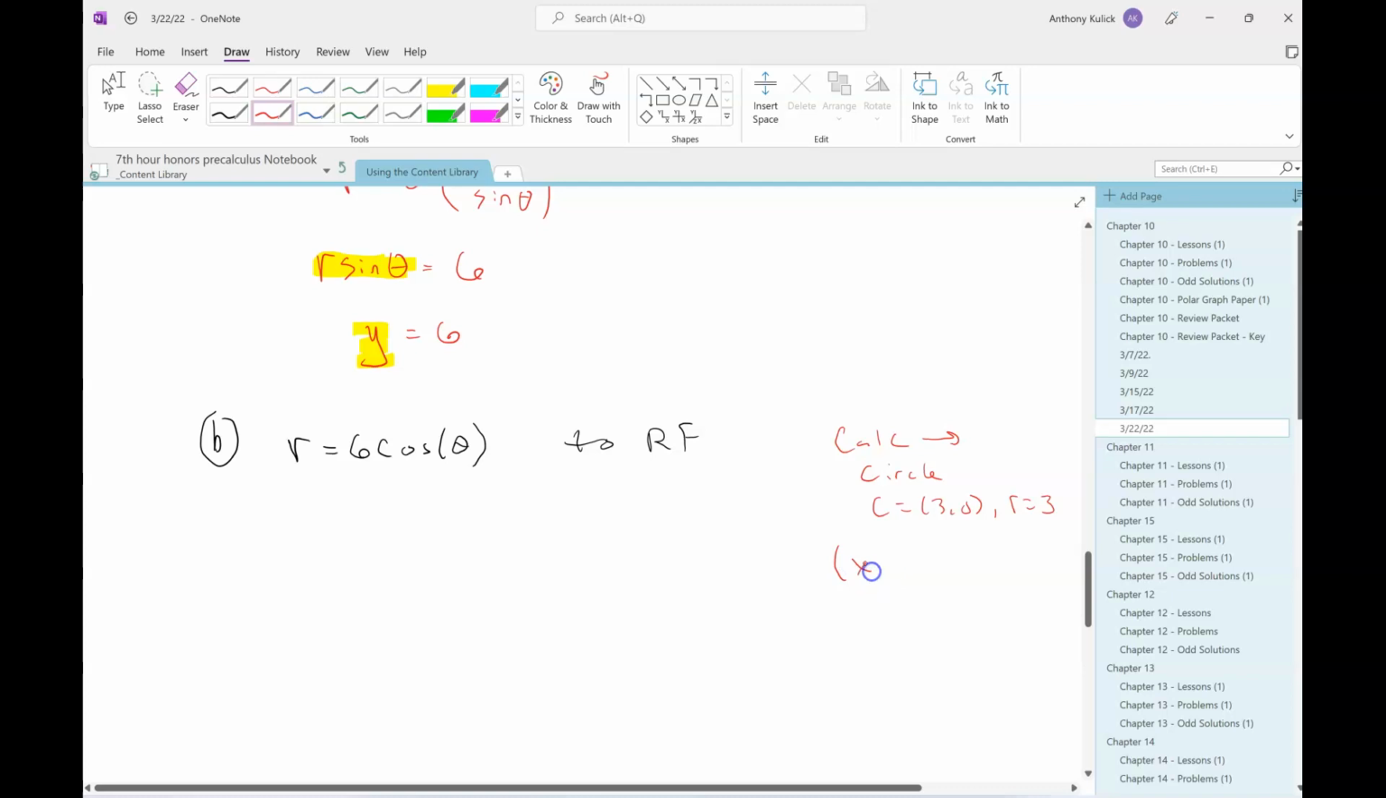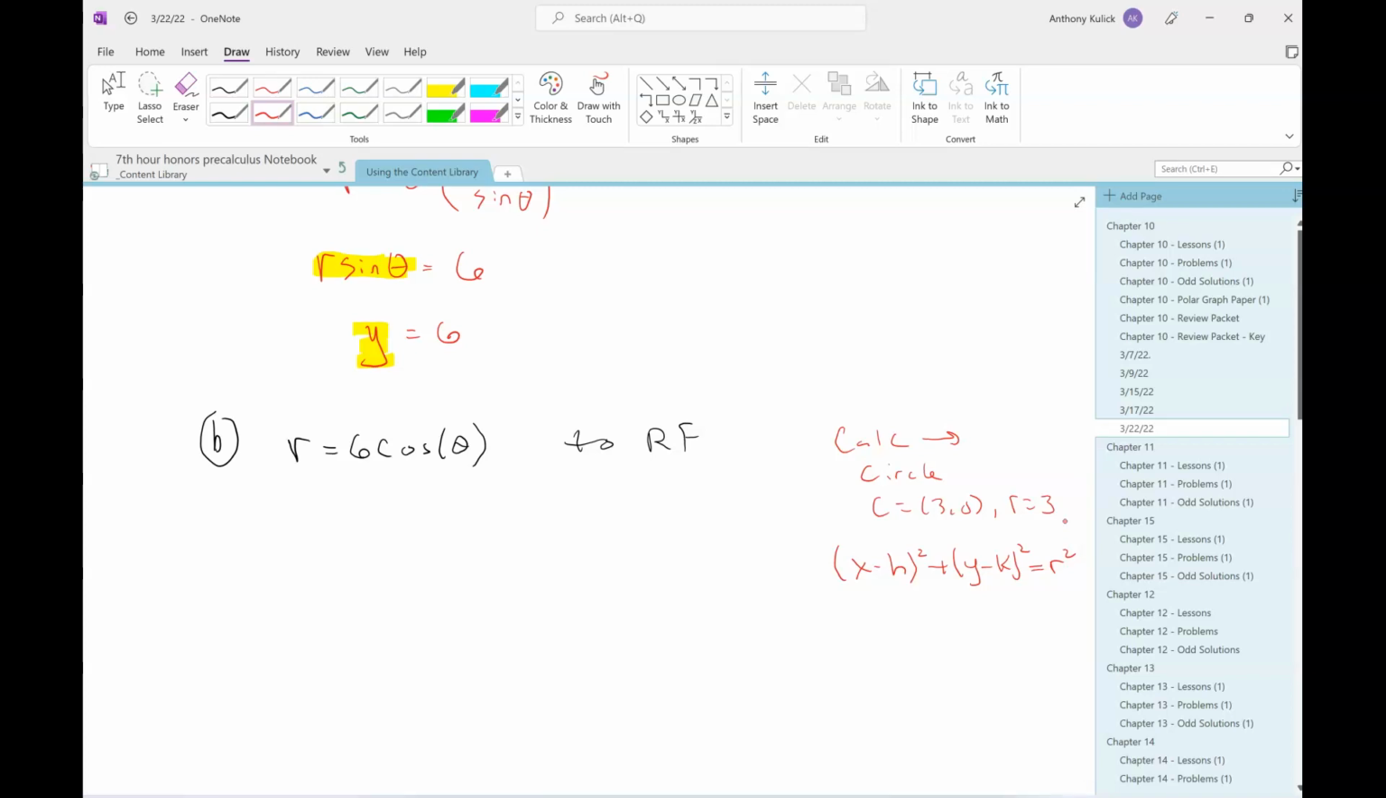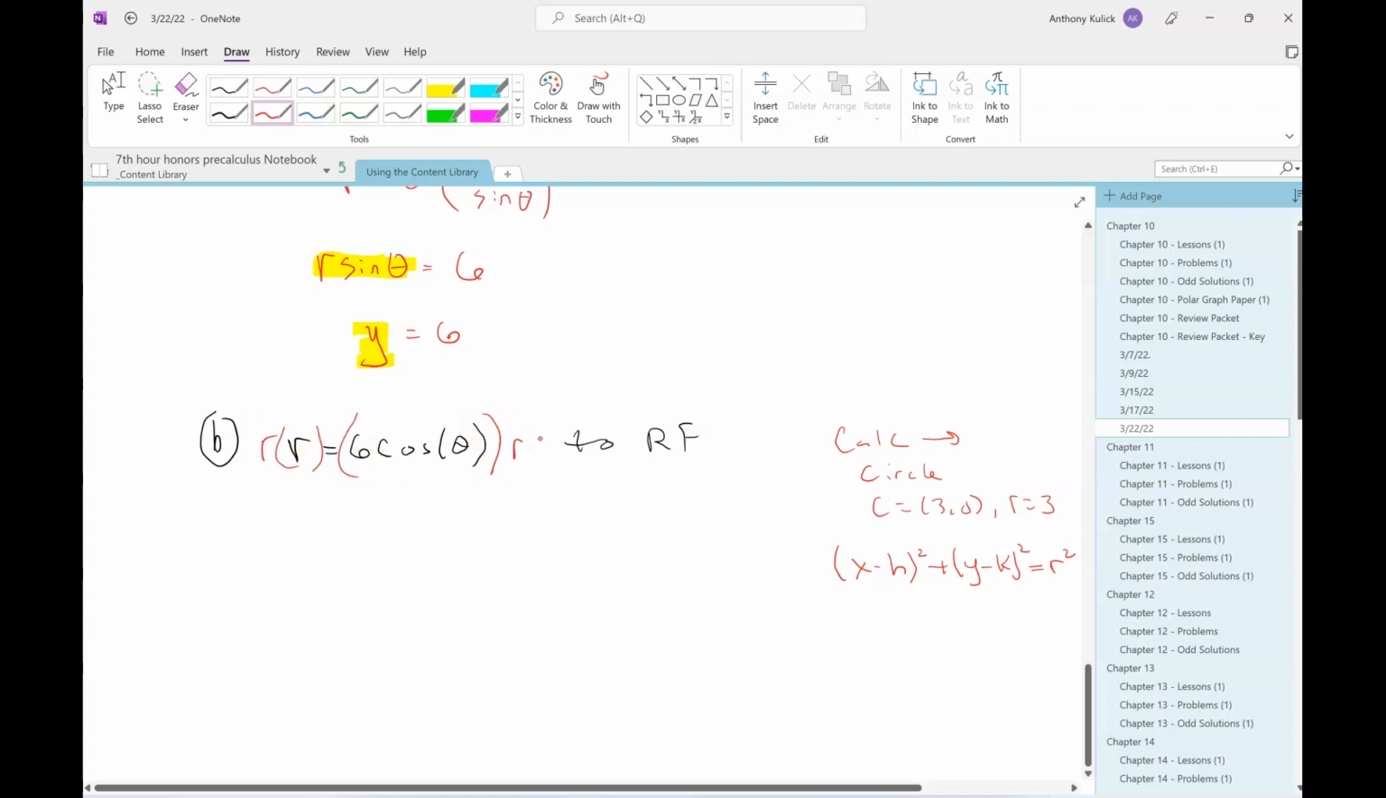So remember, the equation for a circle, x minus h squared plus y minus k squared is equal to r squared. So I know the big takeaway here is that the equation that I'm going to write my rectangular function has to have an x squared and a y squared in it. Everybody's cool with that? Well, I know that r squared is equal to x squared plus y squared. So I'm going to start by just multiplying both sides of my equation by r.